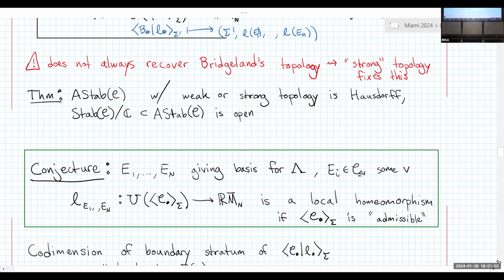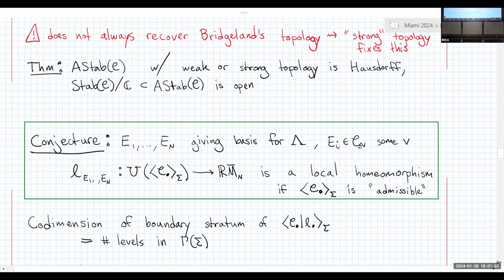So, at points, multiscale decompositions where all the inclusions of categories have left and right adjoints, that's what you call an admissible point or admissible multiscale decomposition. And the conjecture is that for an admissible multiscale decomposition, this map is a local homeomorphism. So this would be analogous to Bridgeland's main theorem. But I don't know how to prove it at the moment.